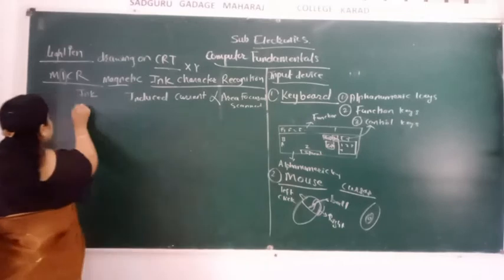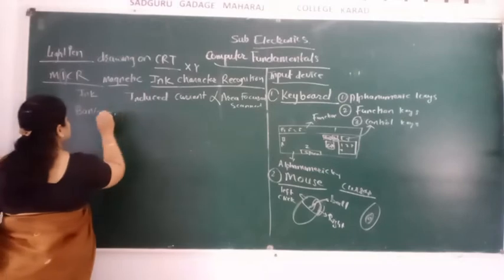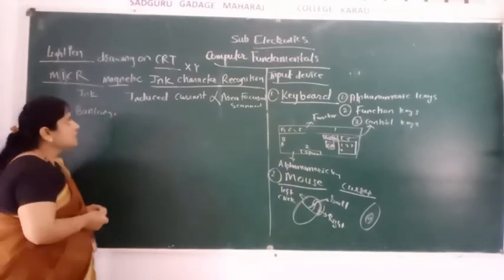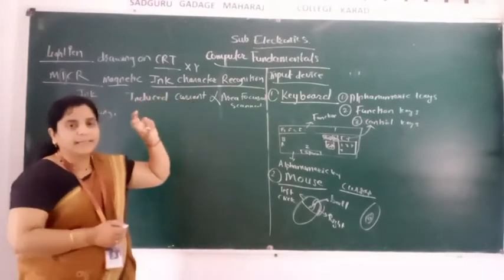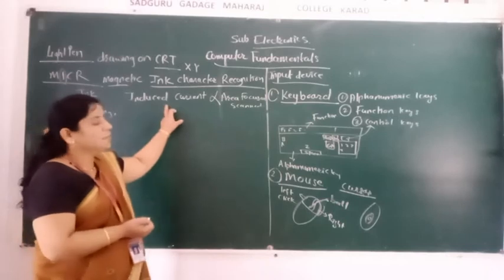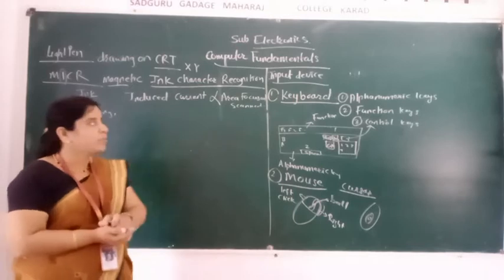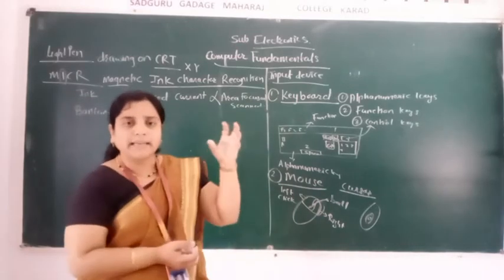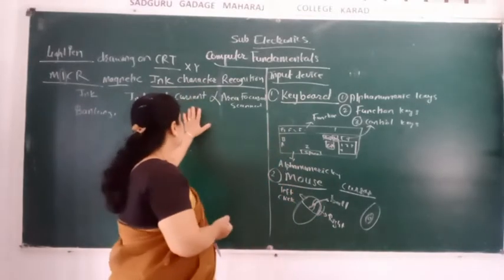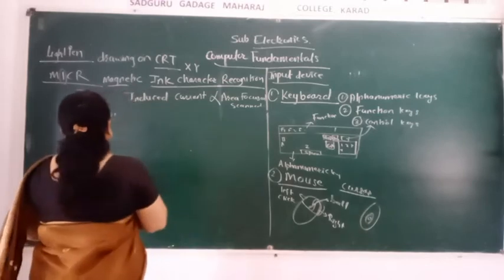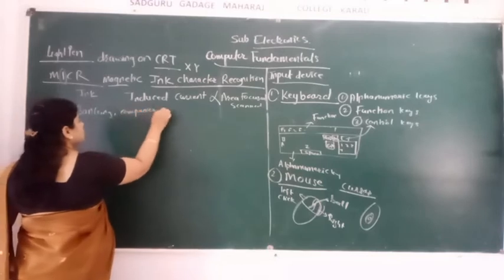Mostly these are used in banking. MICR uses magnetic ink, and it induces the current, so that the induced current is directly proportional to the area focused or scanned. Whatever area is scanned is shown by the induced current, and it is used in banking and companies to withdraw the checks.